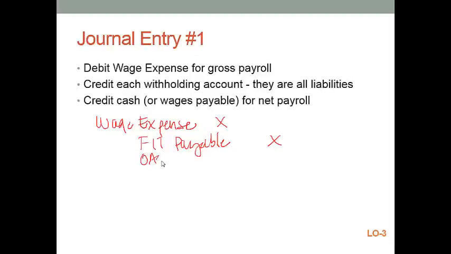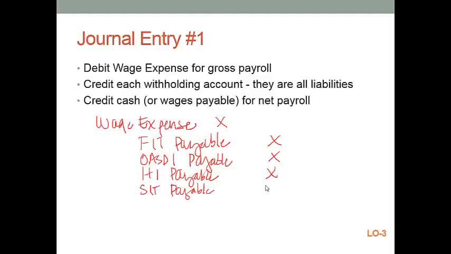something like OASDI payable. That's always taken out of a paycheck, or pretty much. HI payable, Medicare. Also, you might have state income tax that's taken out. You might have some insurance premiums, health insurance premiums, or life insurance premiums. So we would have insurance payable. You might also have something like union dues that's taken out.